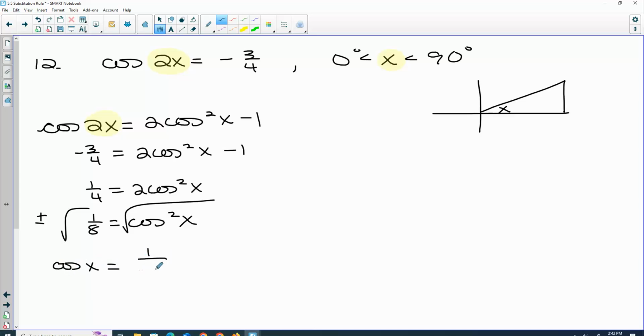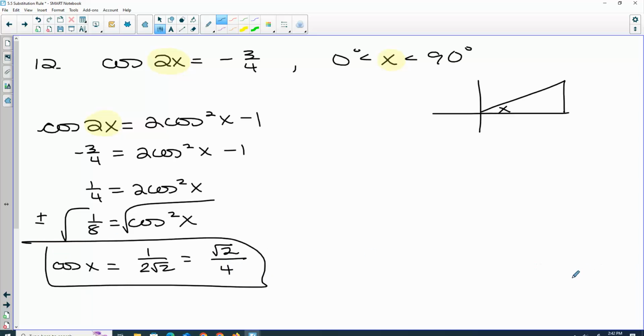How would we break down the square root of 8? We don't leave the square root on the bottom, so if you multiply by the square root of 2, we get cosine to be radical 2 over 4. We have 2 options for getting sine. We could do the exact same thing using the 1 minus 2 sine squared x formula. Or we could use our triangle for x. Cosine is adjacent over hypotenuse.